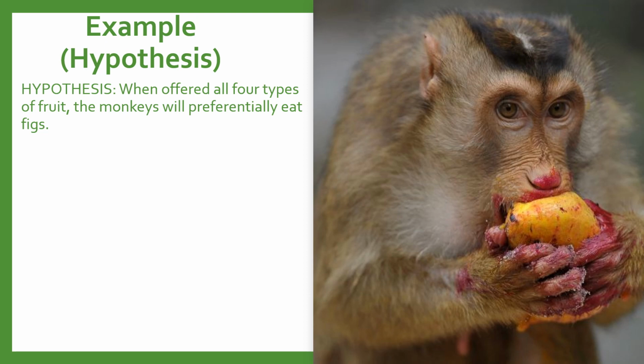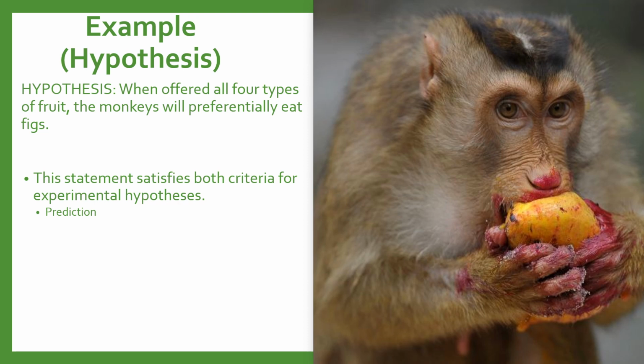So here is a lovely hypothesis for this research scenario. When offered all 4 types of fruit, the monkeys will preferentially eat figs. This statement satisfies both the criteria for a true hypothesis. First, we've got prediction. It actually predicts the anticipated outcome of the experiment. They're going to eat more figs. And it's also testable. Once you've collected and evaluated your data, like the observations of what the monkeys will eat when all 4 types of fruit are offered, you know whether or not they ate more figs than other fruit. This is something you can actually test through observing the results in this study.